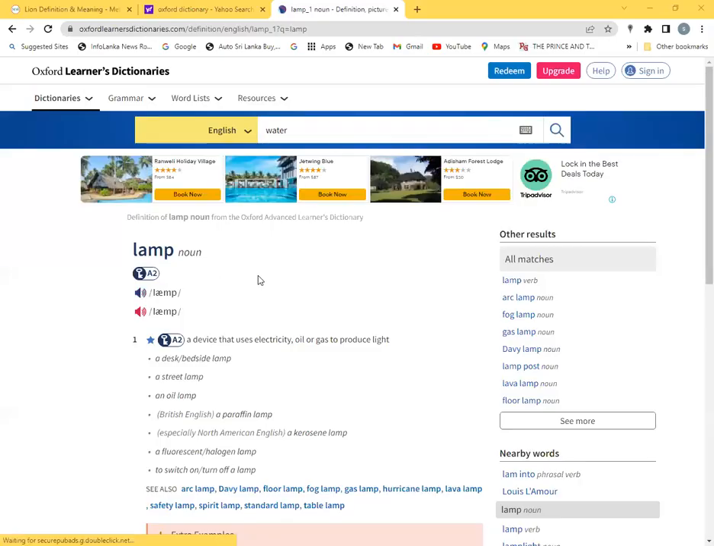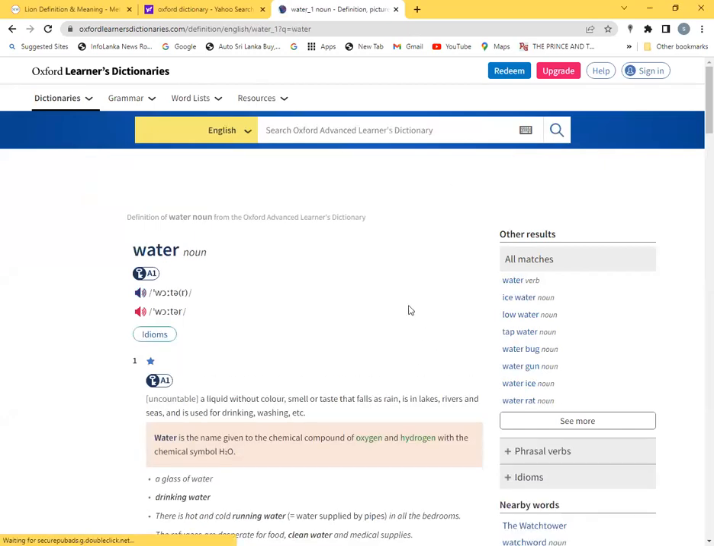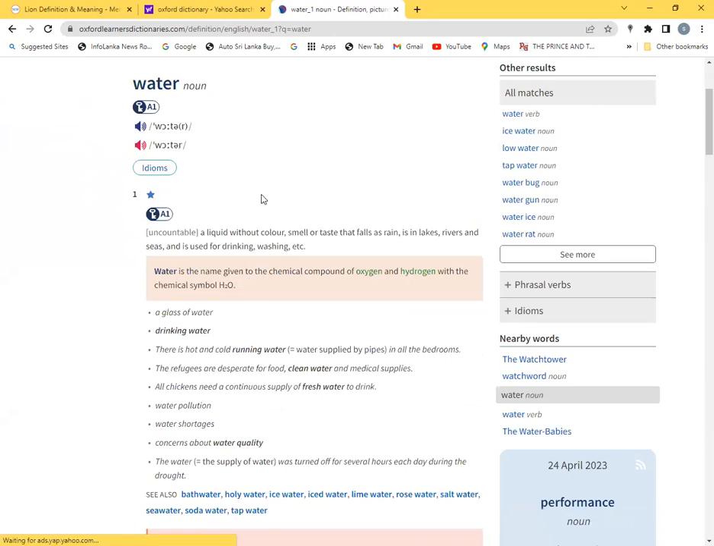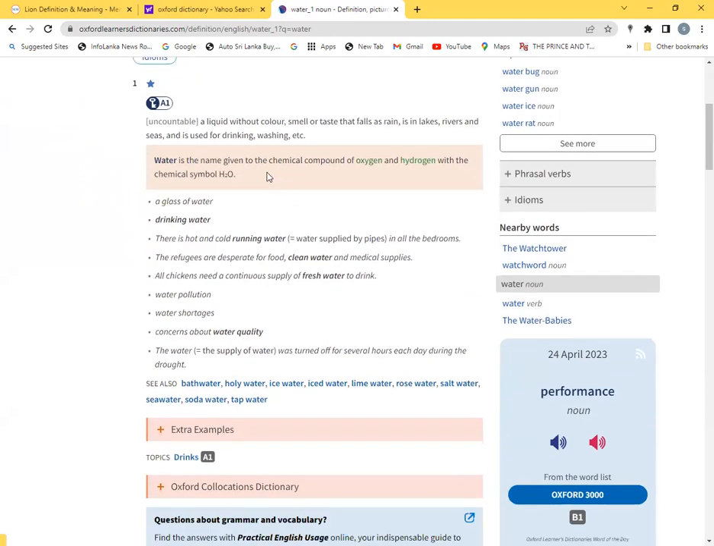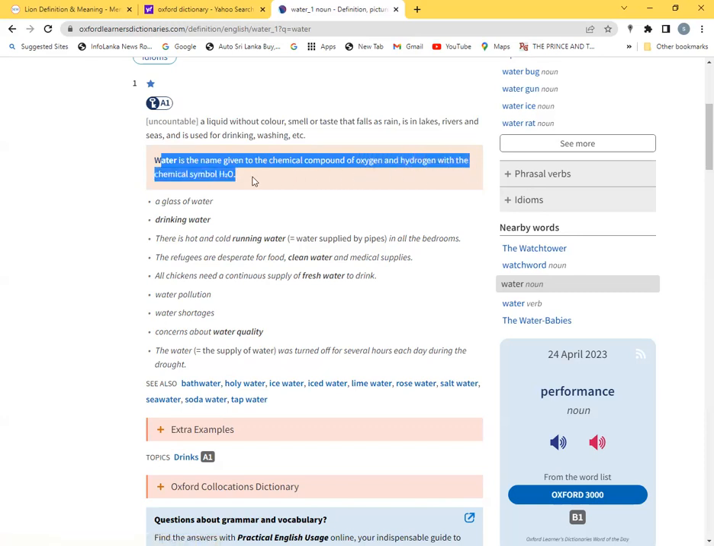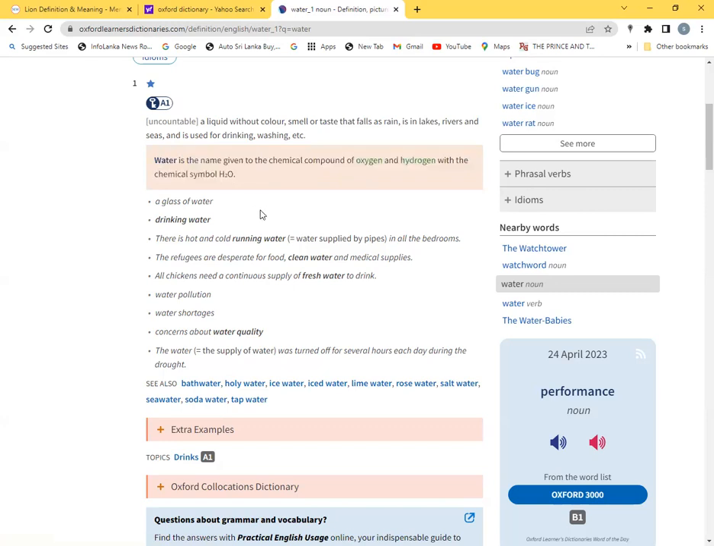Denotative meaning. Now, for those who have not done it, I will show it. Now you see water here. What is the meaning? Water is a liquid without color, smell or taste that falls as rain and is in lakes, rivers and seas. Or there is another scientific definition: the name given to the chemical compound of oxygen and hydrogen with the chemical symbol H2O. That is the scientific denotation, scientific meaning.